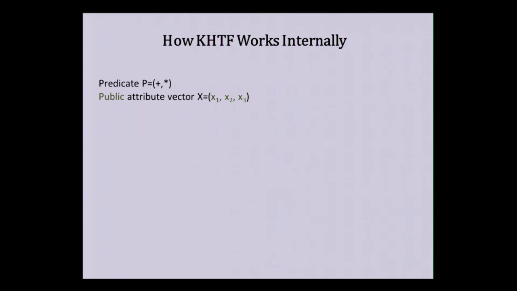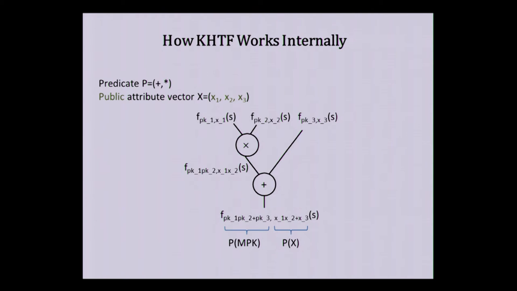So let's expand and see how these homomorphic operations are performed. Suppose I have a very simple predicate that consists of a multiplication and addition. And suppose I have just 3 bits at the input, followed by the attribute vector x, which consists of x1, x2, and x3. I can take the function evaluations corresponding to the input bits x1, x2, and x3. I can now multiply them homomorphically to get f evaluated with respect to the multiplication of public keys, followed by the multiplication of scalars, evaluated on s, and I can do the same thing for the addition.